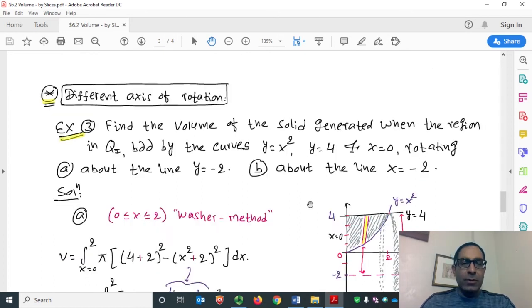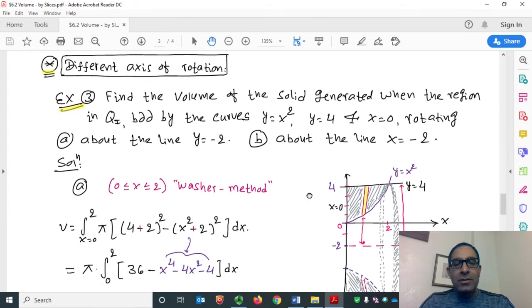Now let's do example 3. So this time our axis of rotation is different from the x-axis and the y-axis. Example 3: find the volume of the solid generated when the region in the first quadrant bounded by the curves y equals x squared, y equals 4, and x equals 0 is rotated about the line y equals negative 2.